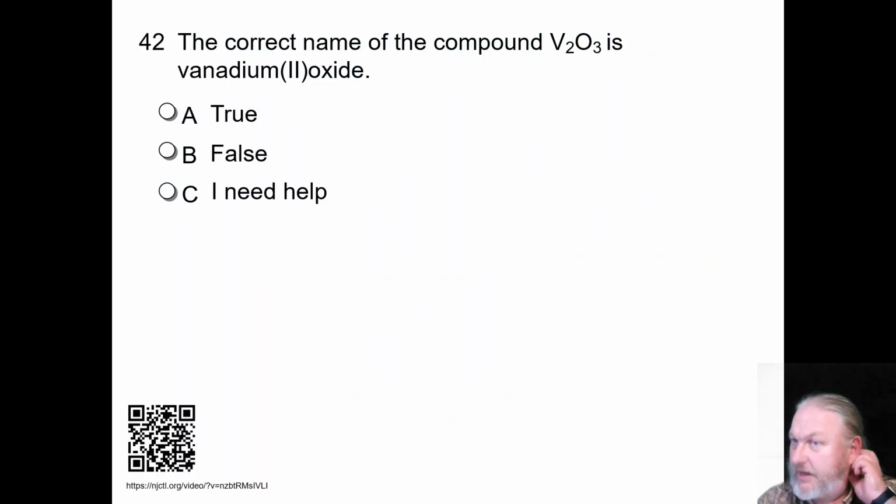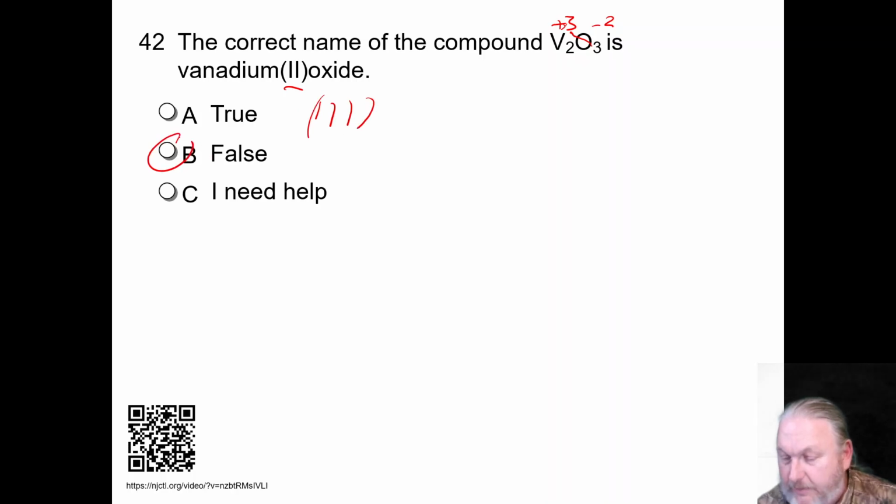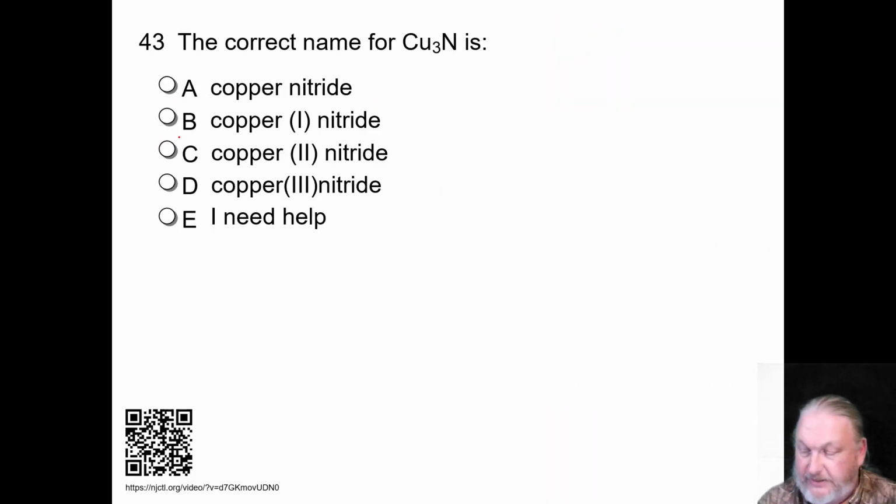So the correct name of the compound V2O3 is vanadium 2 oxide. Well, let's look right there. That can't be right. So I know that's -2. I can call that X. Or if I know that's 2 and that's -2, I can do a reverse. That's got to be +3. If I do a reverse crisscross method, so the V, that can't be right because it's vanadium 3 oxide. So that would be false, and indeed it is.